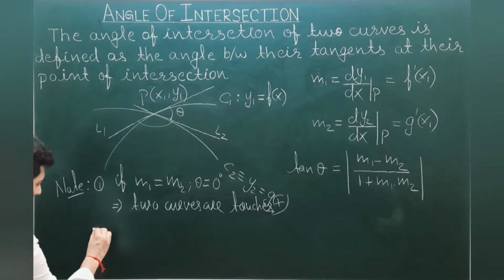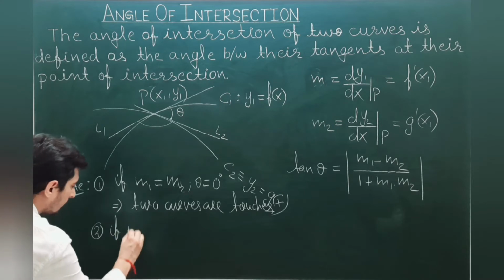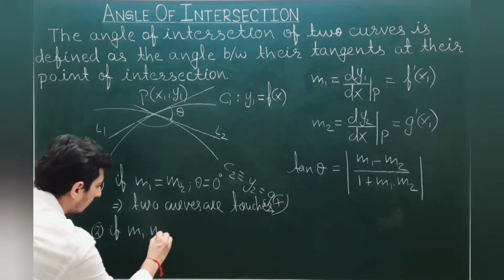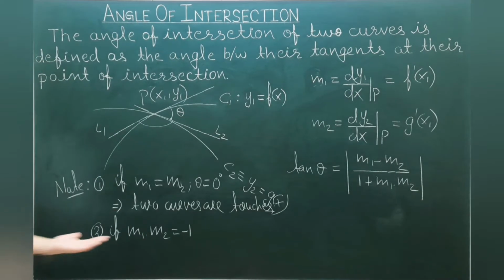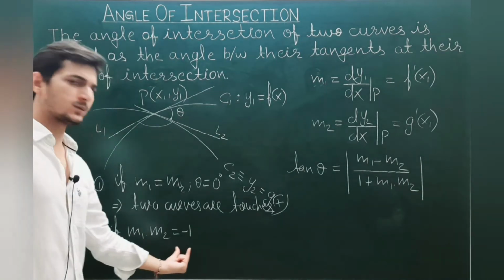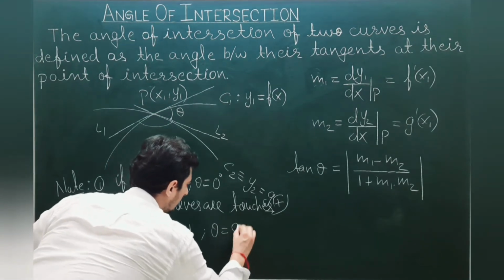Now the second simple point: if m1 m2 equals -1, clearly you know the condition. If the product of slopes is -1, that means the angle between them is 90 degrees.